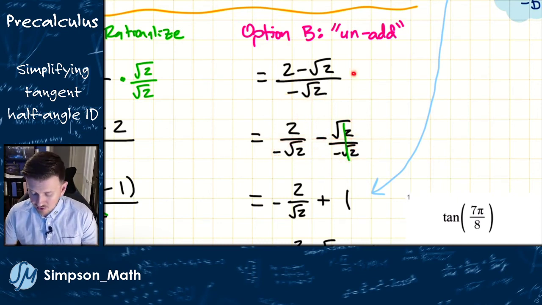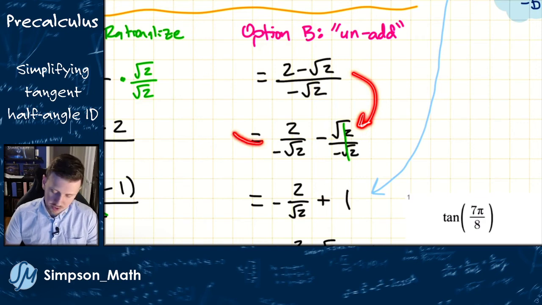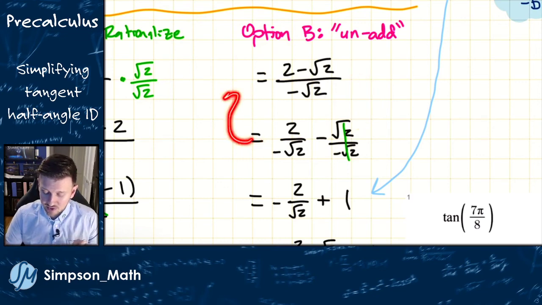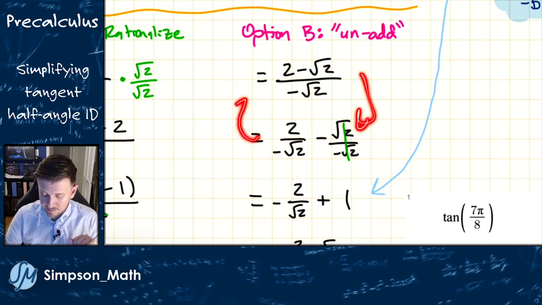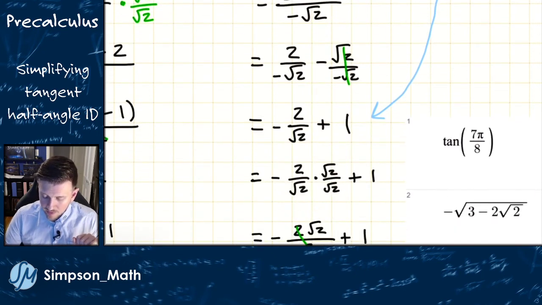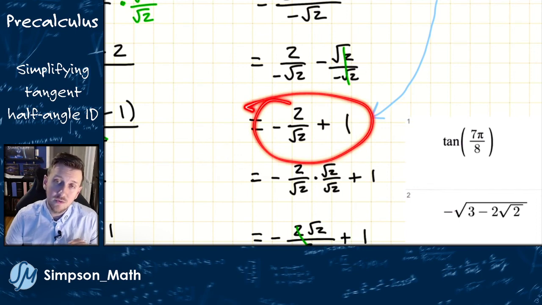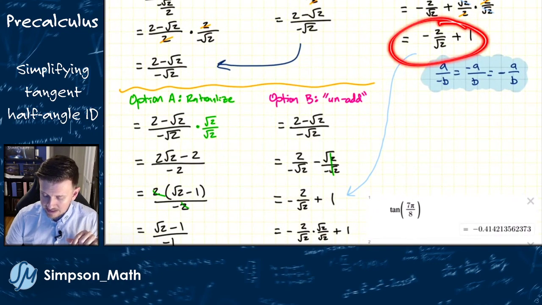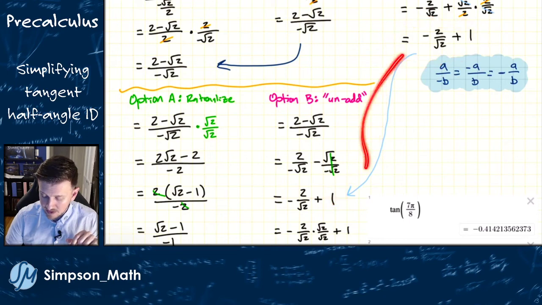So if you do something and you're not quite sure, you should be able to immediately, temporarily undo it and get the same thing. And that should give you confidence that what you just did was legal. If you try to reverse it and it's not the same, then you probably messed up in one of those directions. All right, so negative square root of 2 over negative square root of 2 reduces to 1. And we now have negative 2 over square root of 2 plus 1. Hey, that sounds familiar, right? That's what we had up here, right? So I have this same thing, so I'm just going to finish off this problem right here.